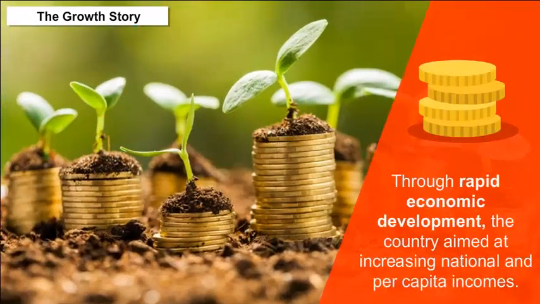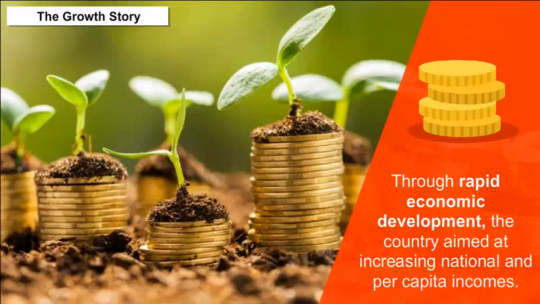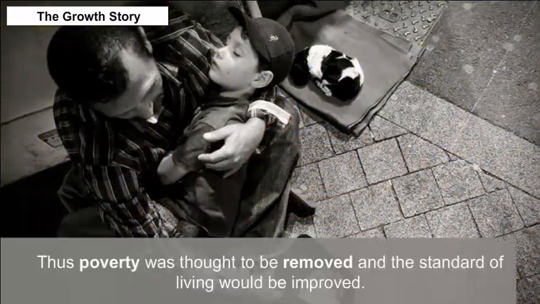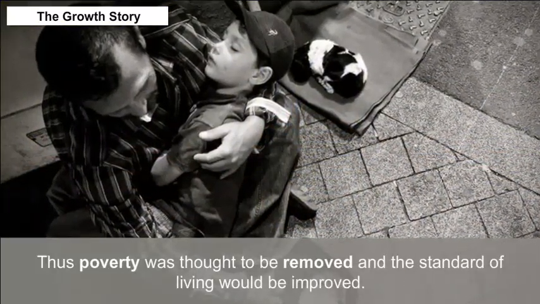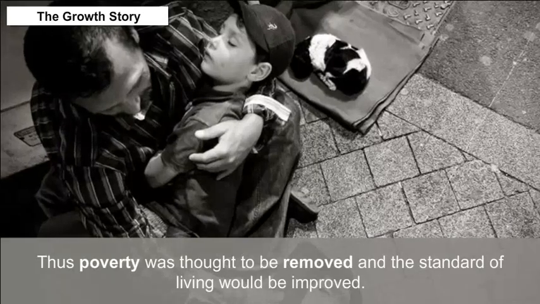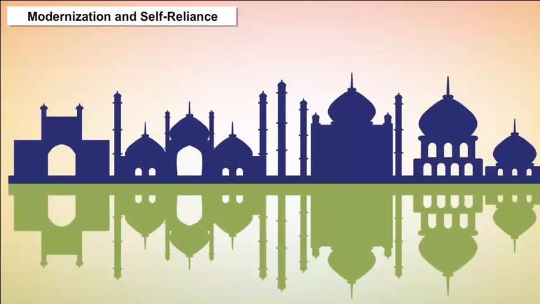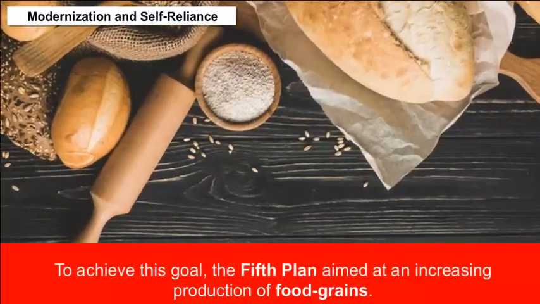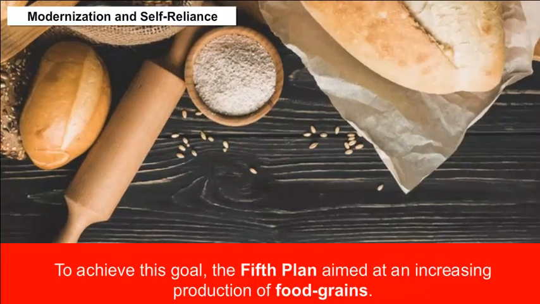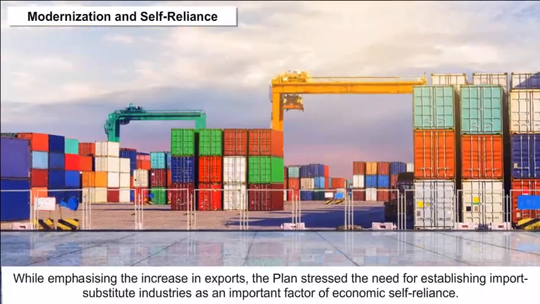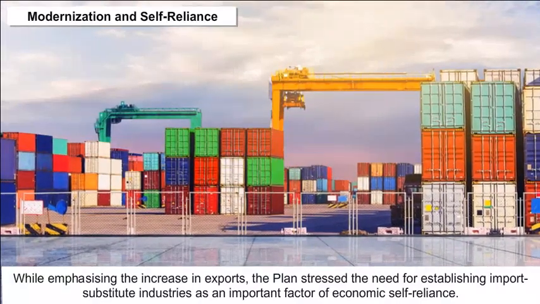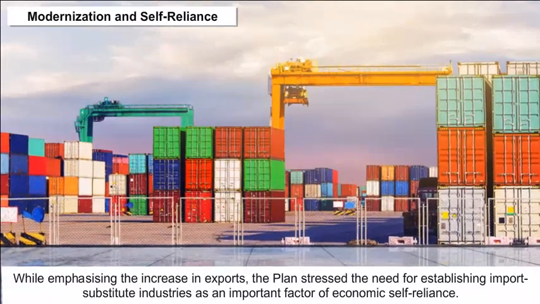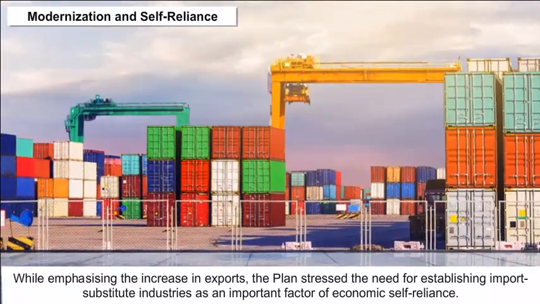Through rapid economic development, the country aimed at increasing national and per capita incomes. Thus, poverty was thought to be removed and the standard of living improved. Modernization and self-reliance. To achieve this goal, the fifth plan aimed at increasing the production of food grains. While emphasizing the increase in exports, the plan stressed the need for establishing import substitute industries as an important factor of economic self-reliance.